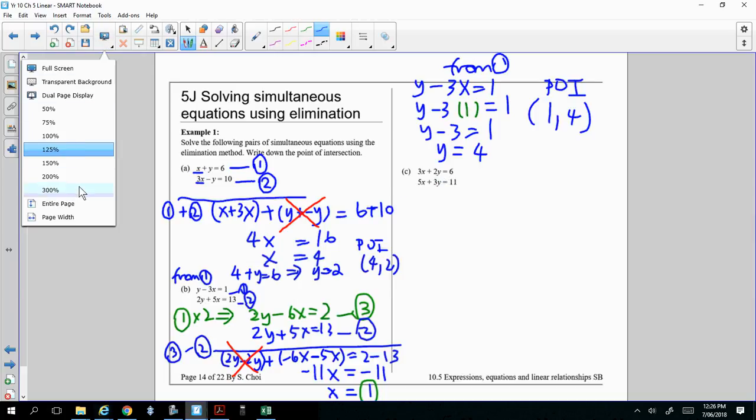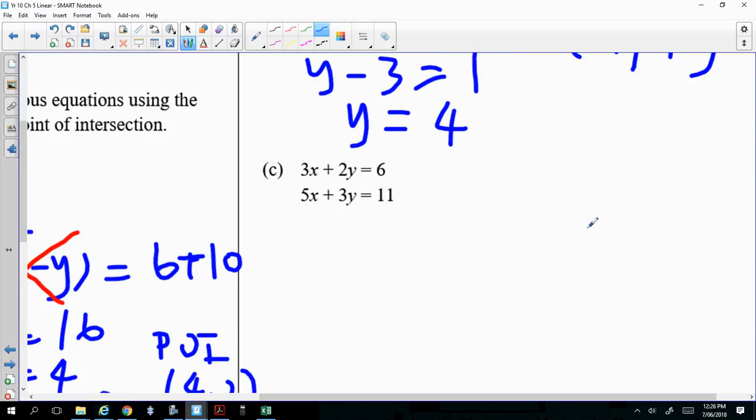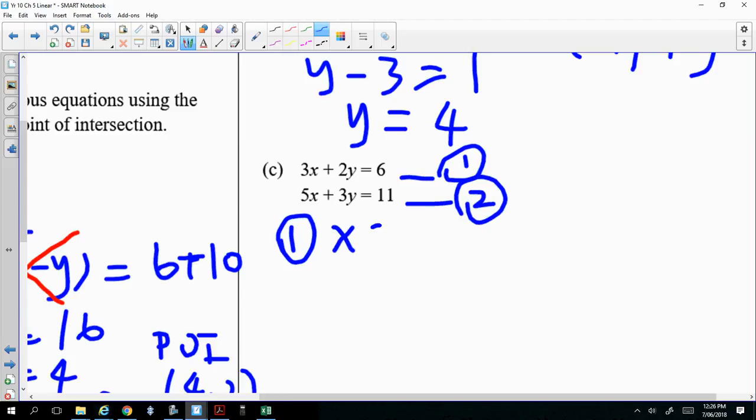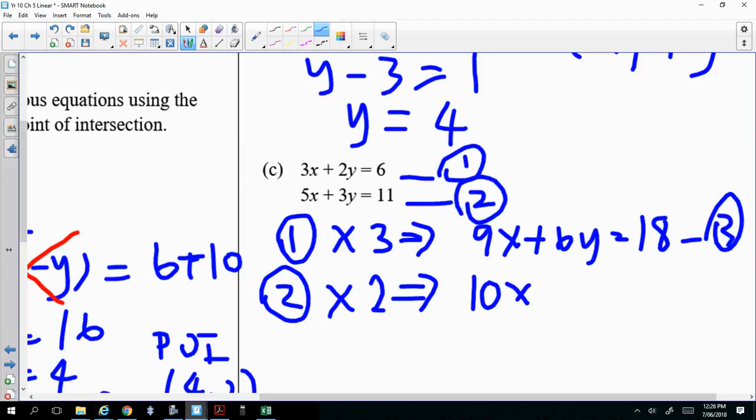So I'm going to call this equation 1, equation 2. Multiply 1 by 3. Therefore, you get the new equation 9x plus 6y equals 18. Call that equation 3. Multiply equation 2 by 2, which gives you 10x plus 6y equals 22. You get two equations, 3 and 4.